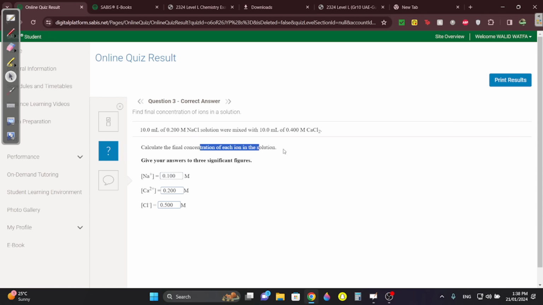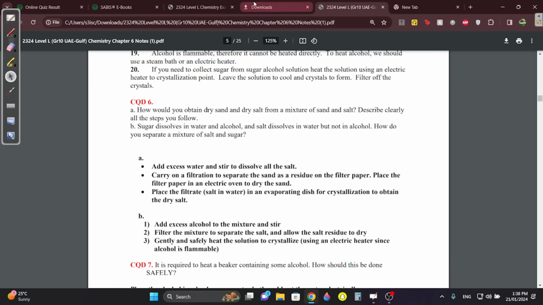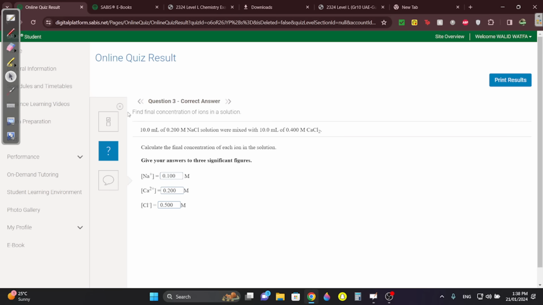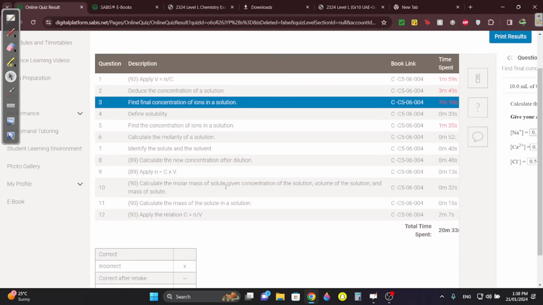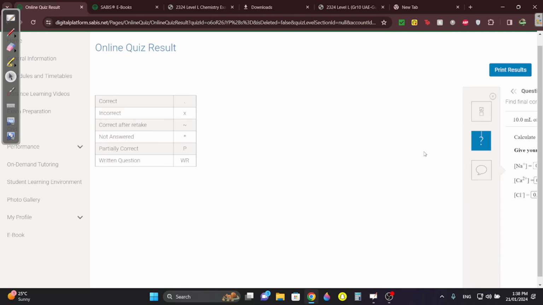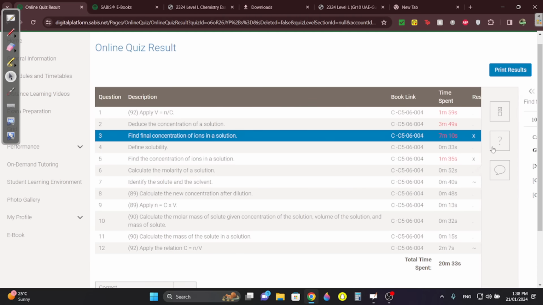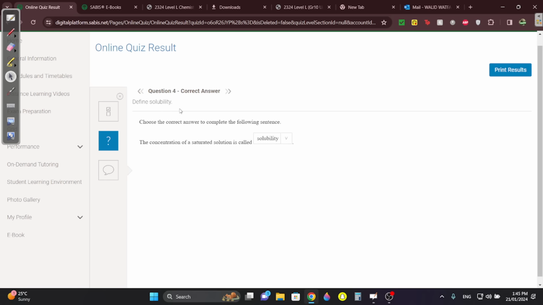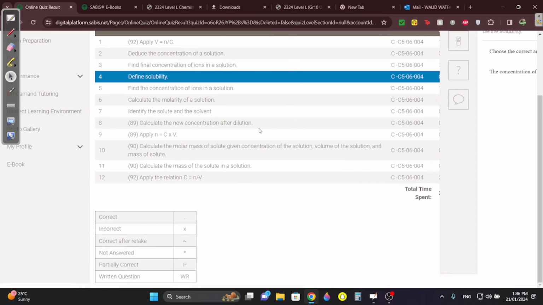Concentration of ions is not in the material. Concentration of ions isn't until 6.8, and now we have until 6.6, but I don't know why they put it in this quiz. But we still took it, okay? I don't think it will come, because it's not in our material, it's in 6.8. Question three, we skipped it because I told you it was concentration of ions.